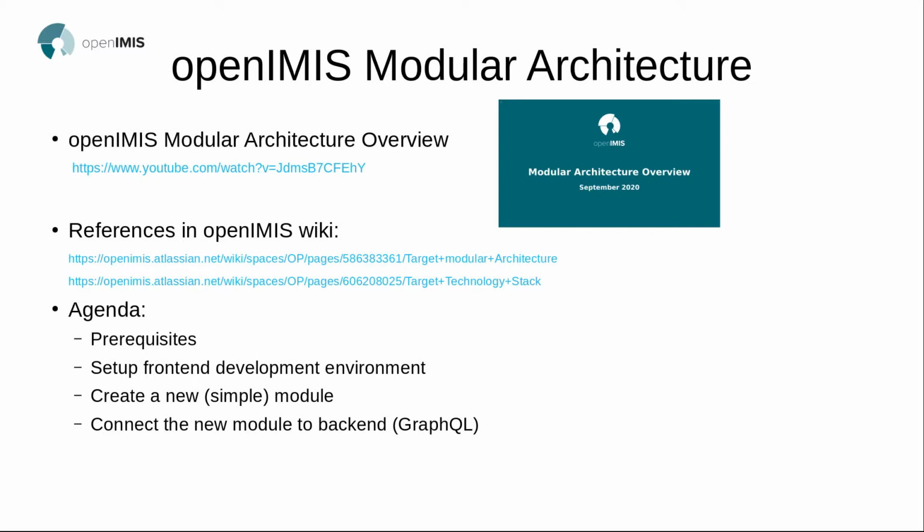Please refer to the Modular Architecture Overview video to understand the various parts of openIMIS and how they relate. The documentation for the software is in the openIMIS Wiki, so please refer to it for up-to-date and more detailed information. This session starts with some prerequisites, so what is needed on your computer to start developing on the front end. Then we set up the development environment itself to create a first simple module and connect it to the backend.